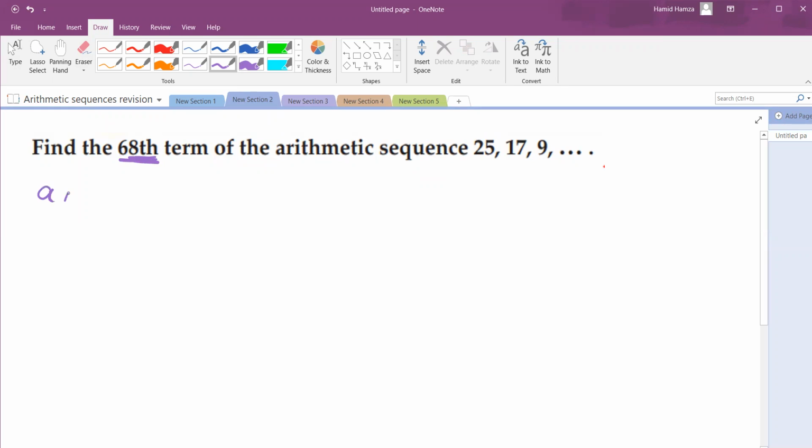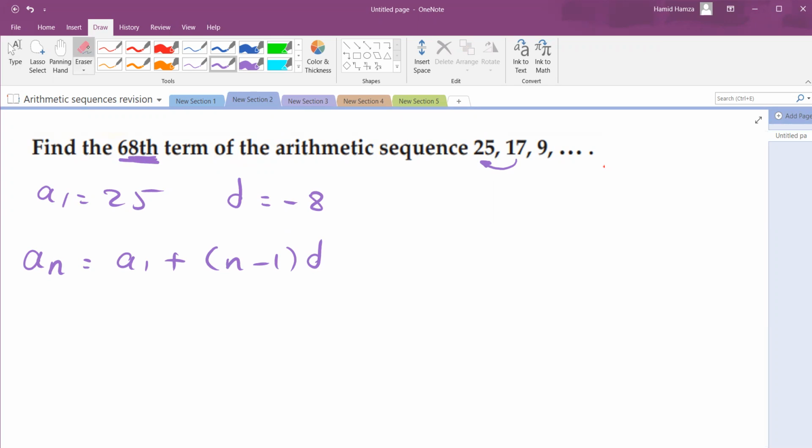So a1 equals 25. The common difference will be 17 minus 25, which is negative 8. So an equals a1 plus n minus 1 multiplied by d. No, guys, no need for all of this.